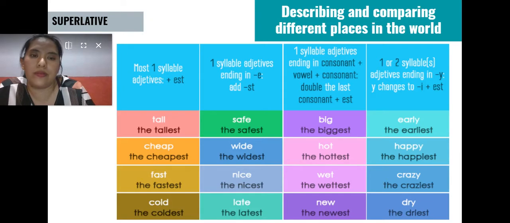We also have, the same as we saw in the comparative, one or two syllable adjectives, but ending in Y. In this case, we remove the Y and we change it by IEST. Early, the earliest. Happy, the happiest. Crazy, the craziest. And dry, the driest.